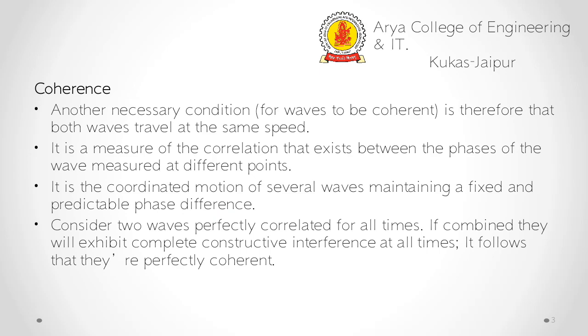It is a measure of the correlation that exists between the phases of the wave measured at different points. It is the coordinated motion of several waves maintaining a fixed and predictable phase difference. Consider two waves perfectly correlated for all time. If combined, they will exhibit complete constructive interference at all times. It follows that they are perfectly coherent.